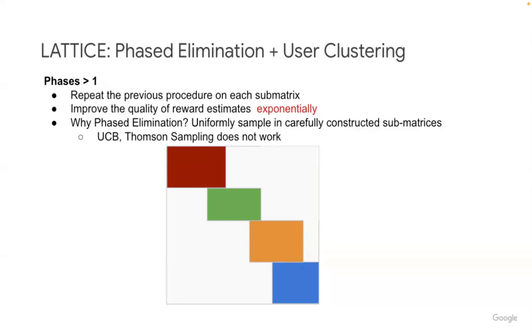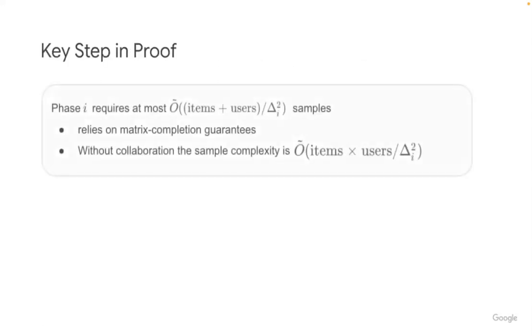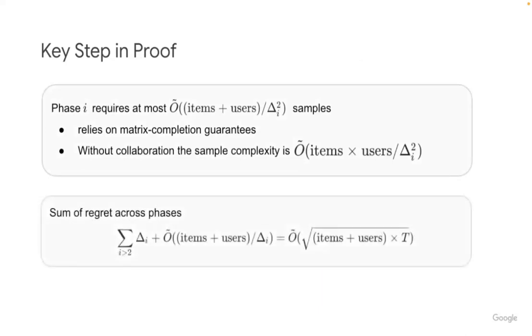This is not possible if we had gone with a variant of UCB or Thompson sampling, at least to the best of my knowledge. Okay, so let me skip over the key steps in the proof. But the main thing is that we can show that the length of the ith phase is simply O tilde of (items plus users) by delta_i square, where delta_i is the precision in the ith phase. And this follows from matrix completion guarantees.